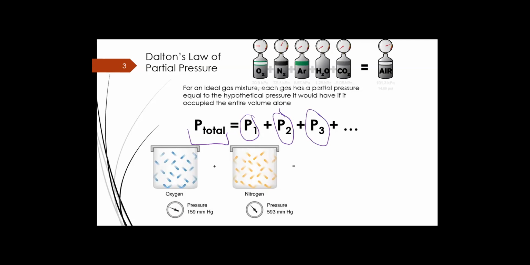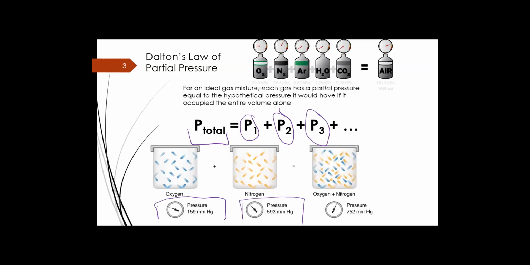So looking at our example down here, if we have a partial pressure of our oxygen at 159 millimeters of mercury and nitrogen being 593 millimeters of mercury, then our system together should have a total of 159 plus 593, giving us 752 millimeters of mercury. So Dalton's law is assuming that all of that part stays the same, right? That their total pressure is equal to the sum of each of its parts.